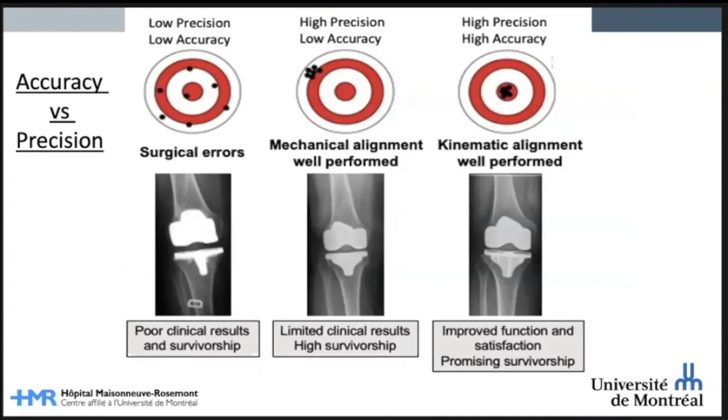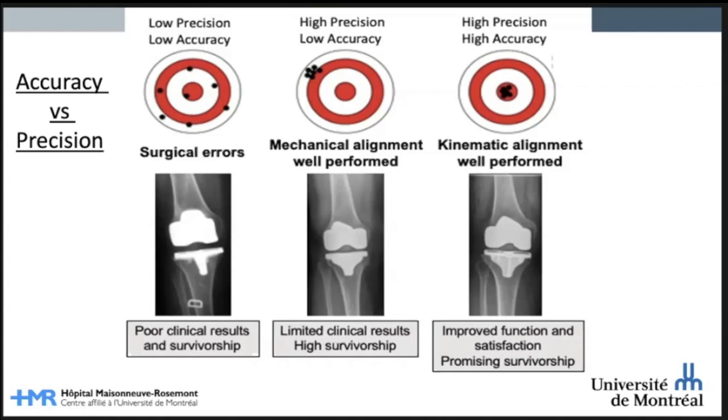We should differentiate accuracy versus precision. For many years, with mechanical alignment, using tools that were not very precise, we had some surgical errors linked to poor clinical result and implant survivorship, as you can see on the left side, where on the target, we were shooting all around. With improved tools like robots or surgical navigation, we improve significantly the precision of the mechanical alignment technique.